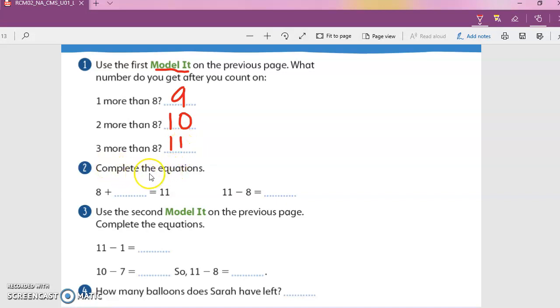Okay. Complete the equations. 8 plus what equals 11? What do you think? 8 plus 3, right, equals 11. Well, if 8 plus 3 equals 11, what do you think 11 minus 8 equals? Right, it also equals 3.